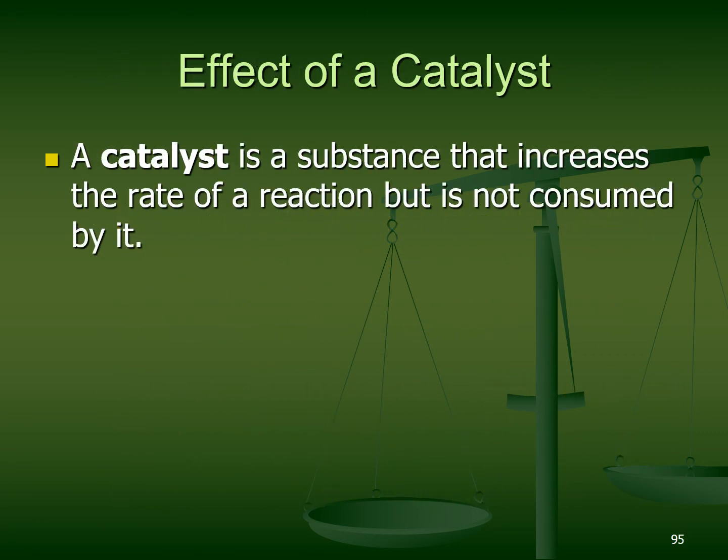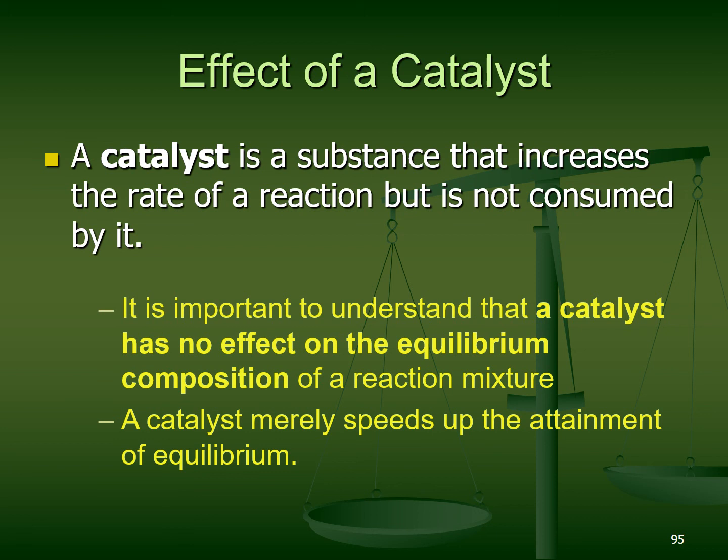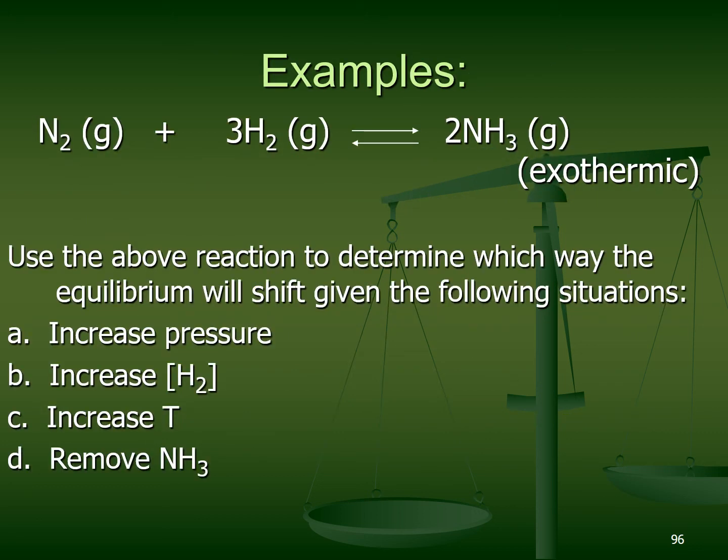All right, what does a catalyst do if you add a catalyst to something at equilibrium? Well, a catalyst is something that increases the rate of a reaction but is not consumed by it, as we saw. So a catalyst actually has no effect on where the equilibrium lies. It just helps you get to equilibrium faster. So a catalyst really just speeds up the attainment of equilibrium, and it won't affect the location of equilibrium at all. All right, so let's just look at some examples.